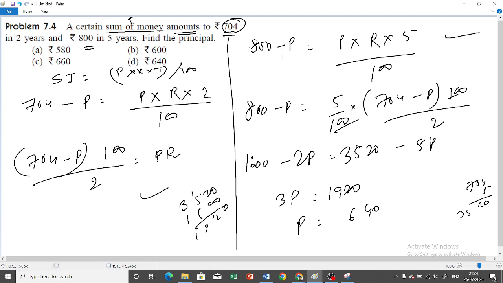Next case, that is 800 minus P is equal to PRT by 100. Now you see, in place of PR, I am just putting this thing: 704 minus P divided by 2. So 100 gets cancelled out. On solving, we get P as 640.